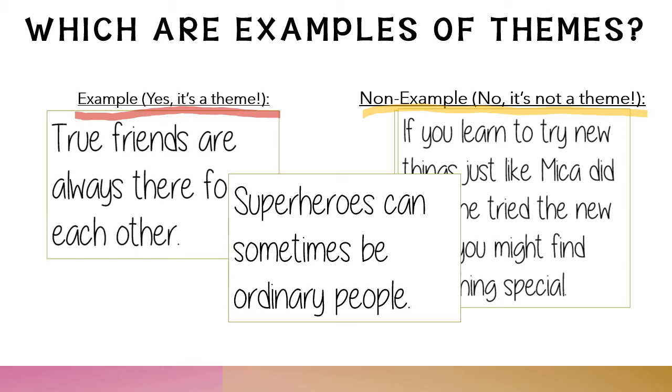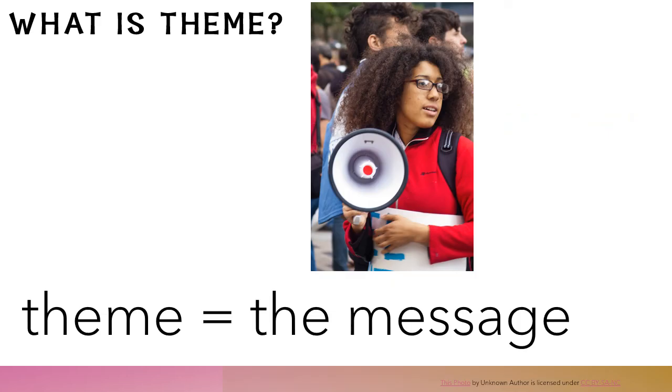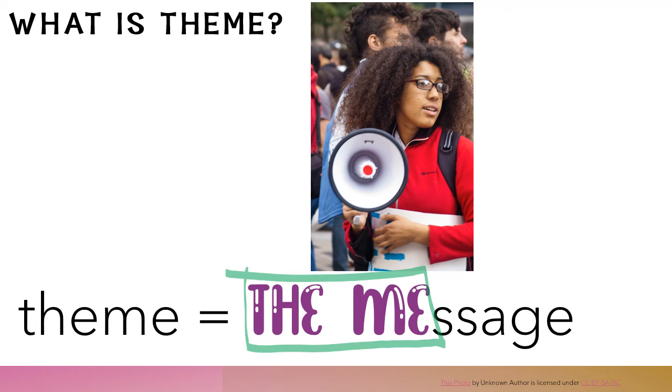What about this one? Superheroes can sometimes be ordinary people. Does it have specific character names? Does it have specific events from a story? No, this one doesn't. This one has a lesson I could apply to my life or to other stories. This one is a theme. So, to back all that up, what is a theme? A theme is the message from the author. All right, on the next slide, you're going to try out some matching. See if you can figure out which one is a theme and which one is not.